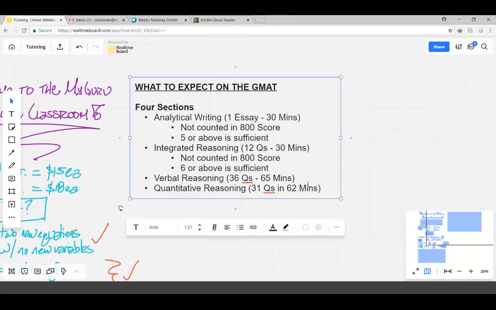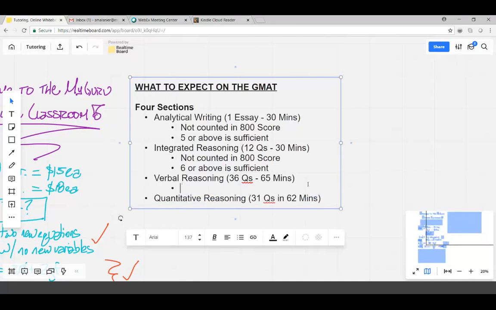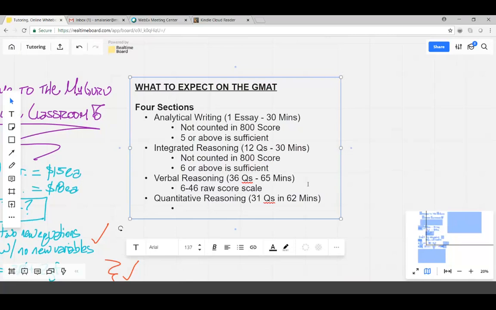Now the exams are approximately 25 minutes shorter than what they had been previously, but that's just something that they were able to do. They also, to talk about the individual setup, so the verbal reasoning, you're looking at a score realistically of between a 6 to a 46, what is known as the raw score scale. And then on the quantitative, you're looking at between a 9 and a 51 raw score scale.